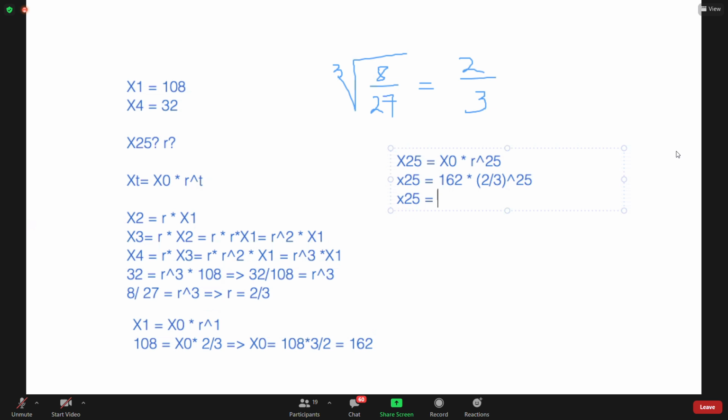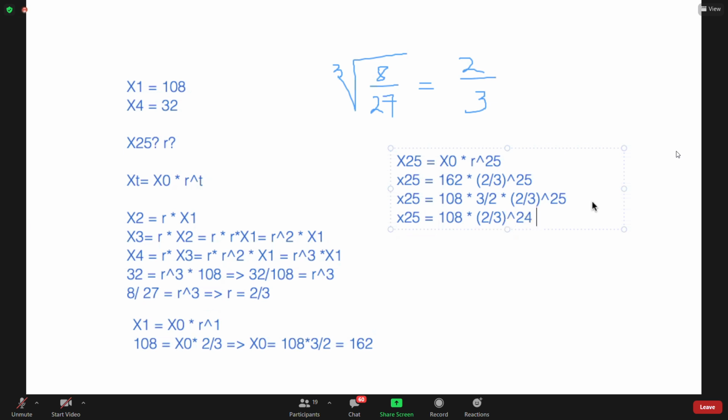you can rewrite this 162 as 108, which is x1, multiplied by 3 divided by 2, multiplied by 2 divided by 3, everything to the power of 25. You can take 3 divided by 2 and write it as 2 divided by 3, everything to the power of -1, and therefore x25 is equal to 108 multiplied by 2 divided by 3 to the power of 24.